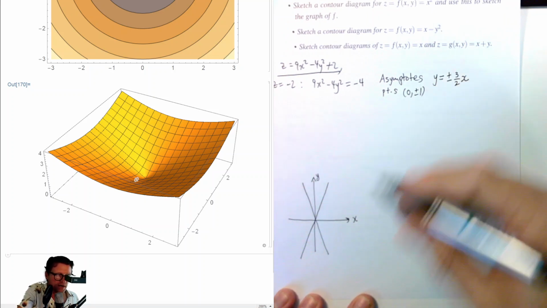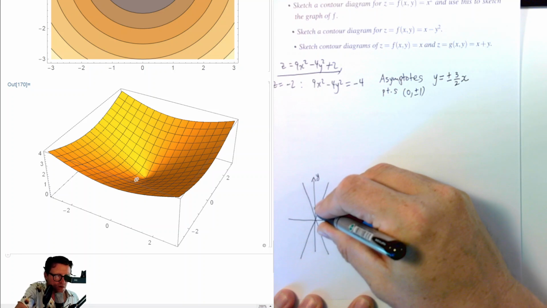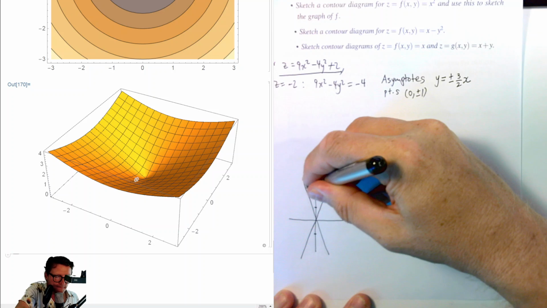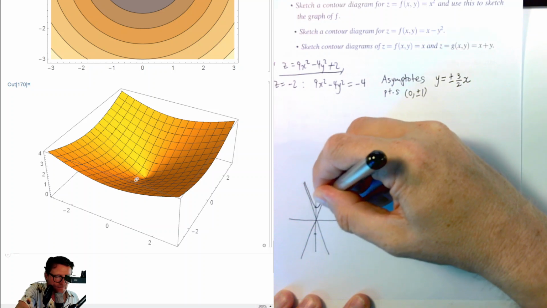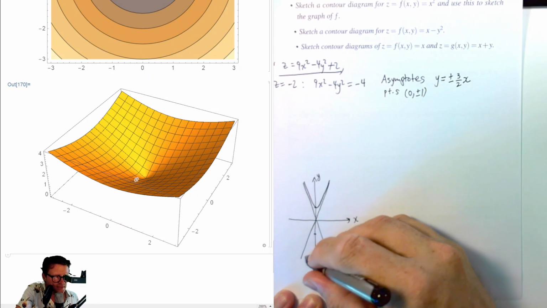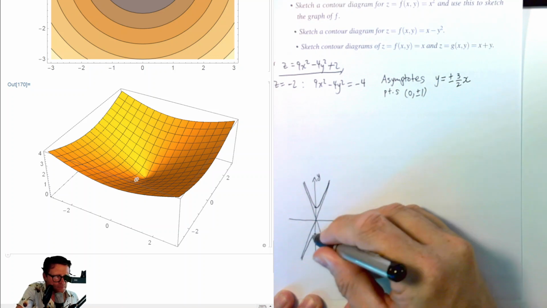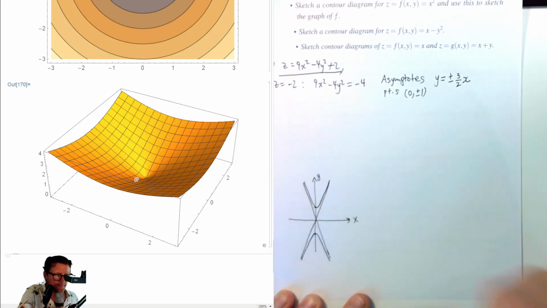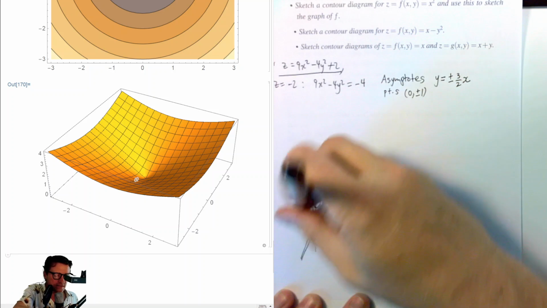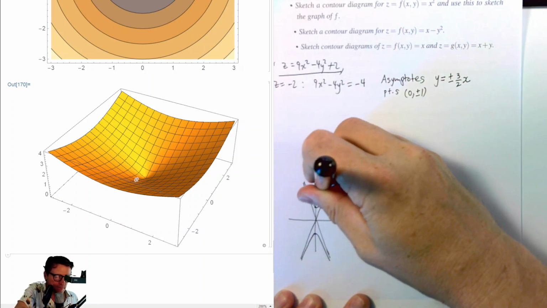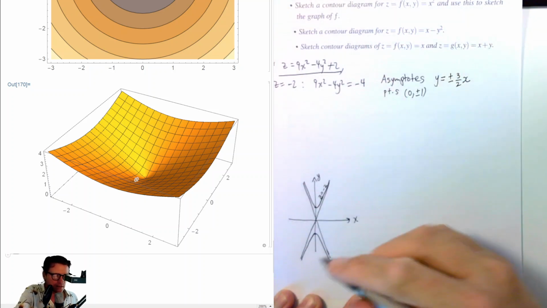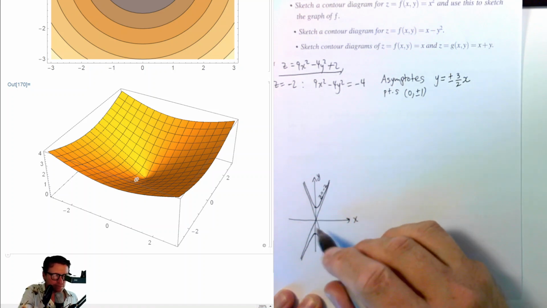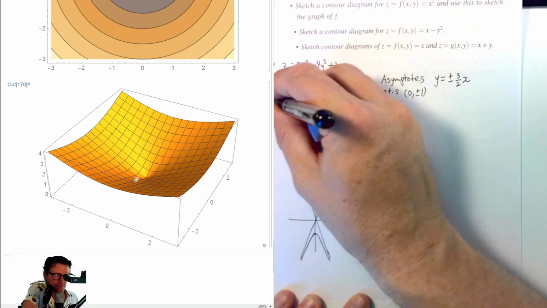So x is 0, y is plus or minus 1. So if we put 1 in there, minus 1 there, here are our points. Now it's got to fit in there. So something like this, heading towards those asymptote lines. All right, and so that is z equals minus 2. Likewise there. And so this one here will be z equal to plus 2.